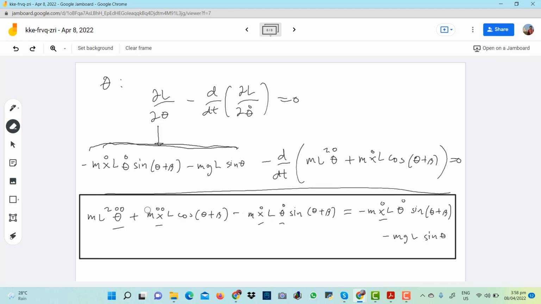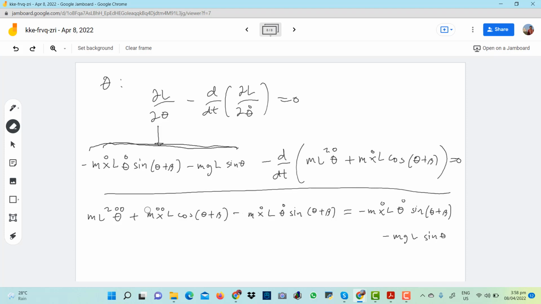So our answer is that this one will be cancelled out. The equation of motion is now smaller, which is equal to this one: theta double dot plus mx double dot L cosine of theta plus beta equal to minus mgl sine of theta.